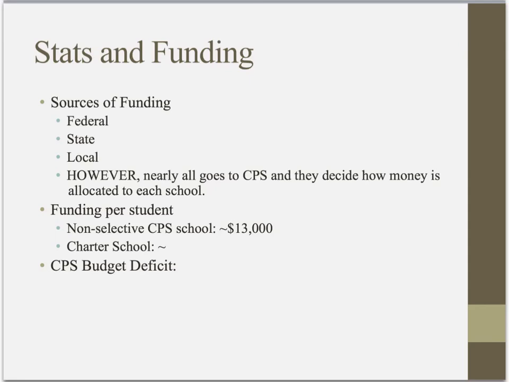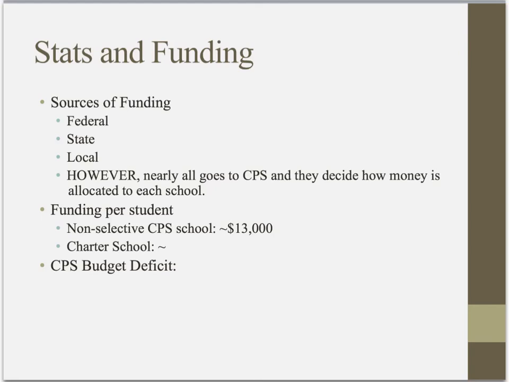As we've said before, education has become a very good example of federalism. Originally, it was left completely to the states, but that's not the case anymore. Some money comes from the federal government, some money comes from the state government, a very large chunk of money comes from the state government, and also a large chunk of money comes from local taxes.